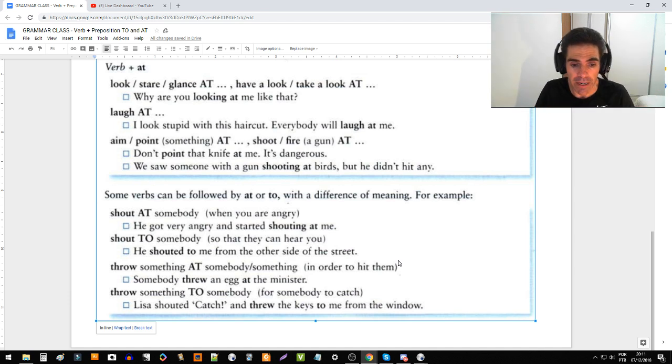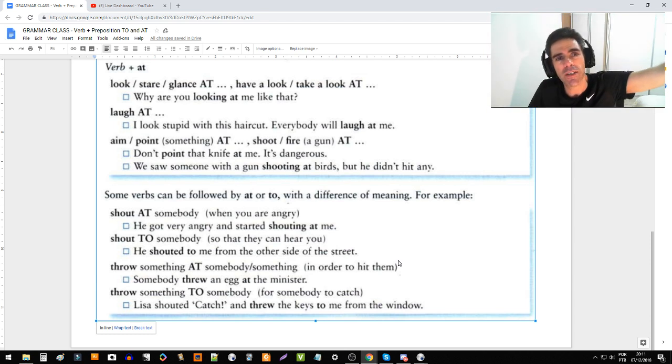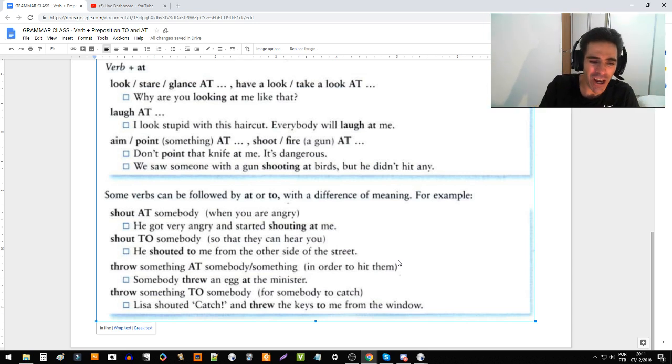Shout to somebody. It's completely different. You shout to somebody so that they can hear you. So you shout, hey, help, help. You're shouting to somebody to help you. You're trying to communicate with somebody from a long distance using a loud voice. So he shouted to me from the other side of the street.